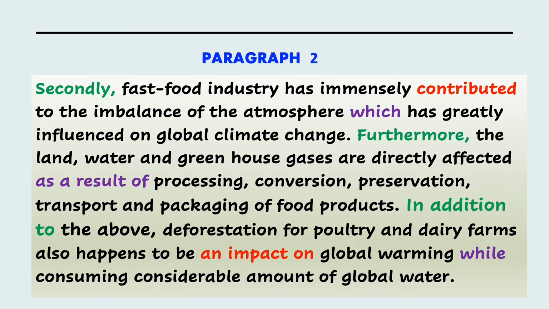Here I started with the transitional word secondly to show I'm going to discuss another point. Here I've mentioned three facts related to environmental issues. In this paragraph as well, I have used some transitional words for more information, such as furthermore, in addition to, and while. I used another two synonyms contributed and an impact on to avoid repetition of same verbs. In this paragraph, I used three complex sentences by using the conjunctions which, as a result, and while. I also included passive voice in this paragraph.